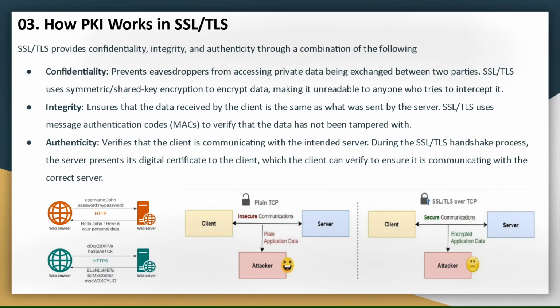Here there are two images you can see. This is plain TCP, transmission control protocol, and this is SSL/TLS over transmission control protocol. So this is insecure communication. The client makes a request to the server, the server sends the data, and any attacker can intercept it in between, as it is not encrypted. It is plain communication. As it is not in encrypted form, both from client and server, anyone can intercept the data in between.